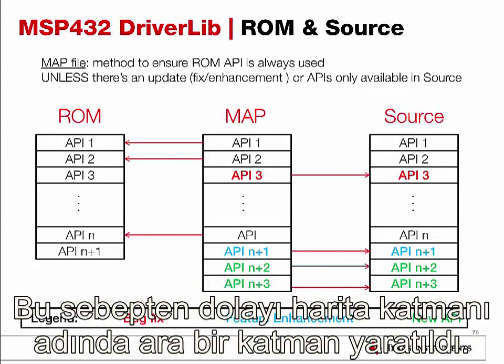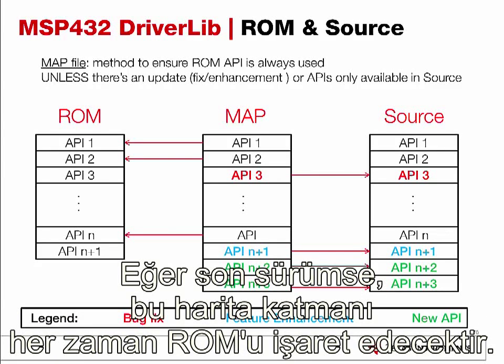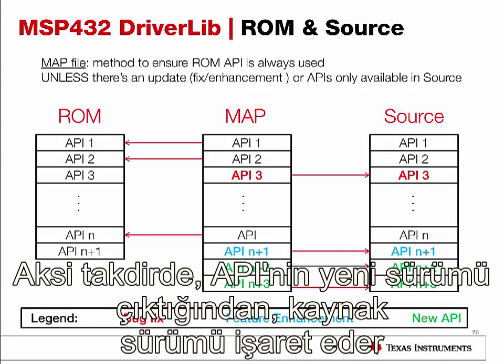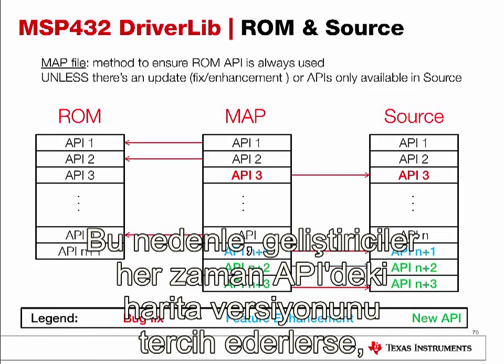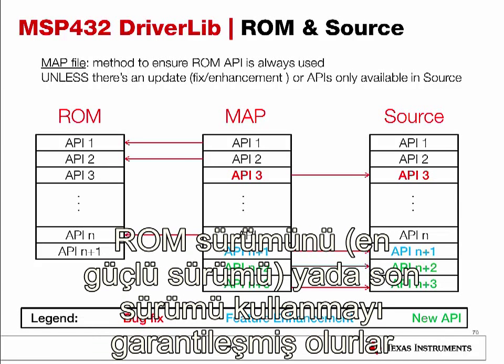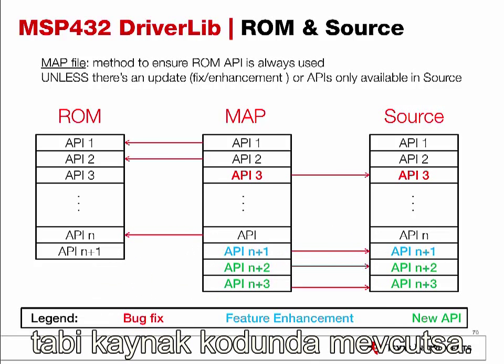For that reason, an intermediate layer has been created called the map layer, and this map layer will always point to ROM if it is the latest version. If not, it will point to the source version, which might be a newer version of the API or a completely brand new API altogether. So if the developers always choose to use the map version of the same API, they are guaranteed to use either the ROM version, the most robust version, or the latest version if that's available in the source code.